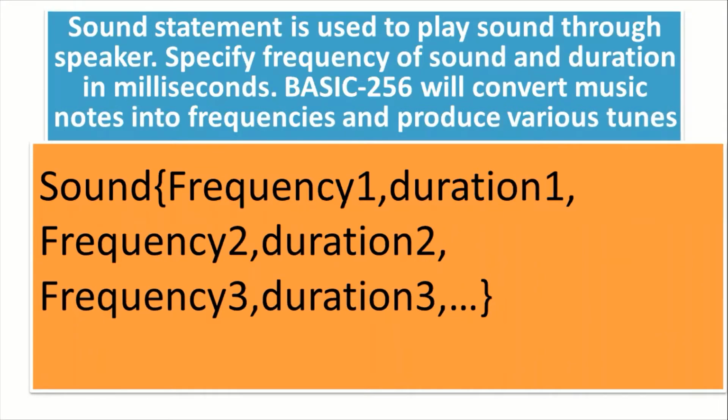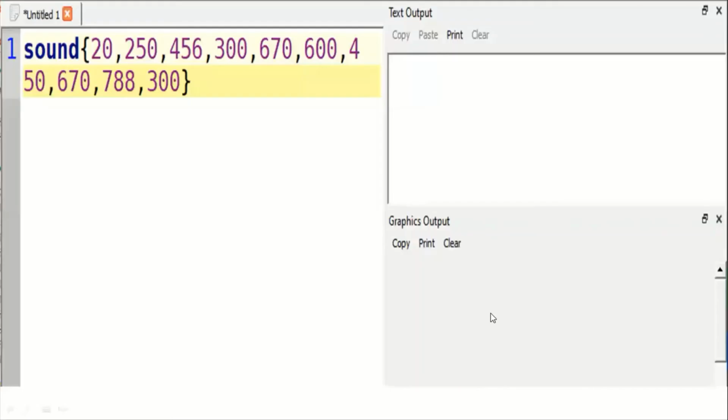Another interesting command is sound. The sound statement is used to play sound through speakers. We have to specify the frequency of sound and duration in milliseconds. So BASIC-256 will convert the music notes into frequencies and produce various tunes. You can try it out yourself. You can use the sound command and give some frequency and the duration, how much duration in milliseconds you want to play that particular sound. After that, you have to use curly braces. Like if I write sound and give some frequencies here and then close the curly brackets and run this command.